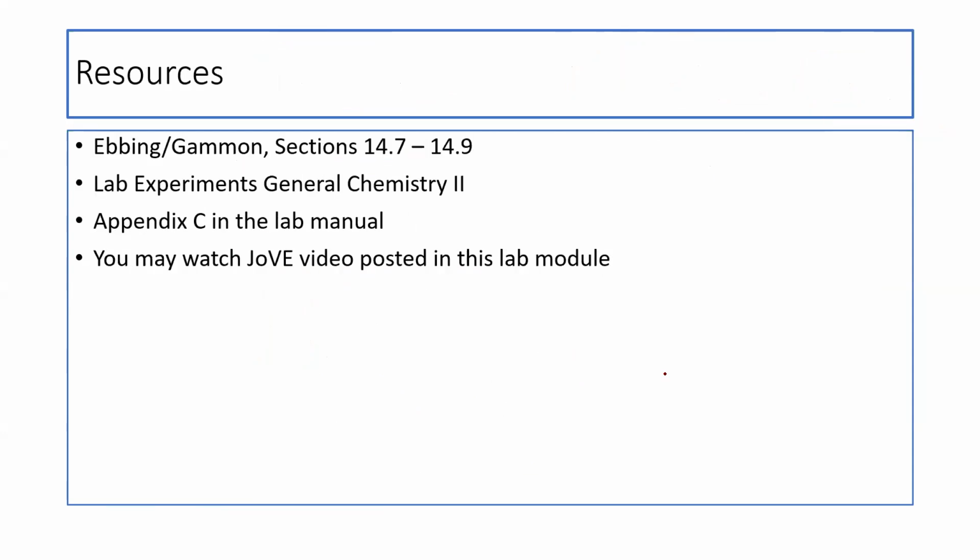Finally, resources: Eben and Gammon, your lecture book, chapter 14, the lab manual, Appendix C in the lab manual, and I'd also like to add Appendix A, because you have to calculate standard deviation. And you may also watch JoVE videos posted in this lab module.